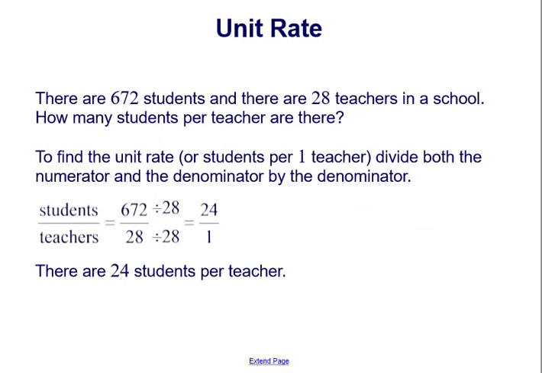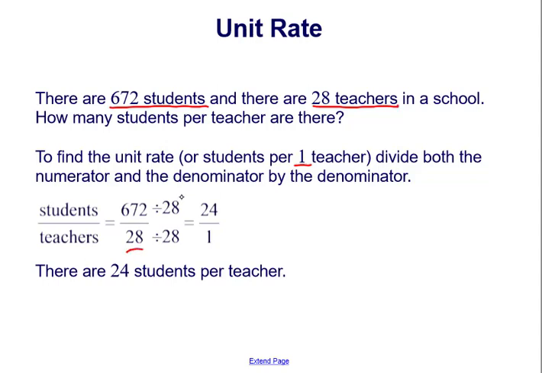So here we have another word problem where there are 672 students and there are 28 teachers in a school. How many students per teacher are there? To find the unit rate, or students per one teacher, we have to divide both the numerator and denominator by the denominator. You can see we've set up the rate as a fraction, students over teachers, which is our 672 students and 28 teachers, so 672 over 28.